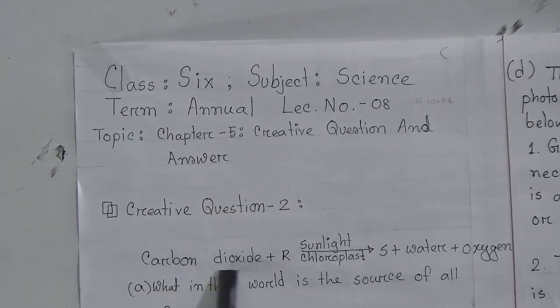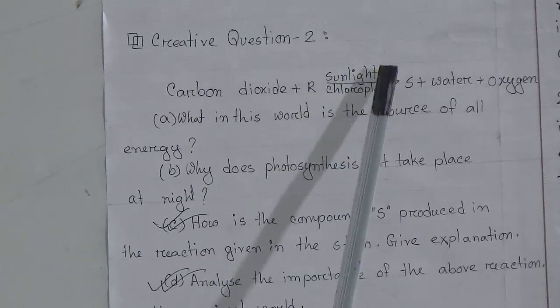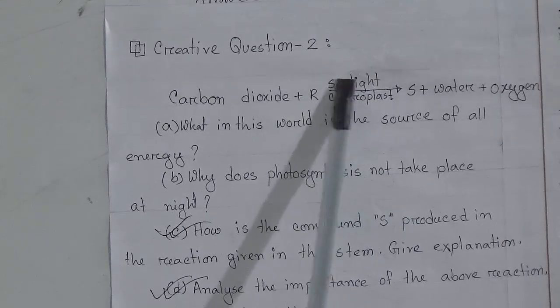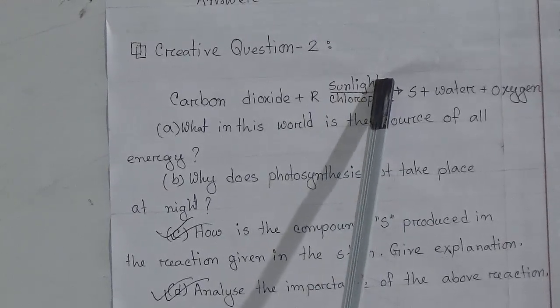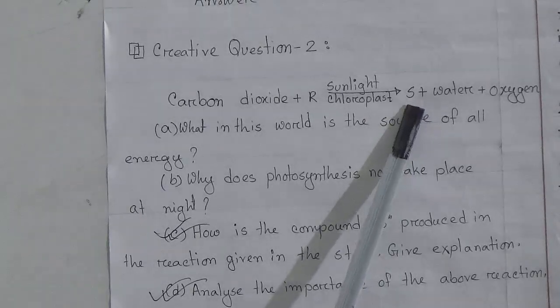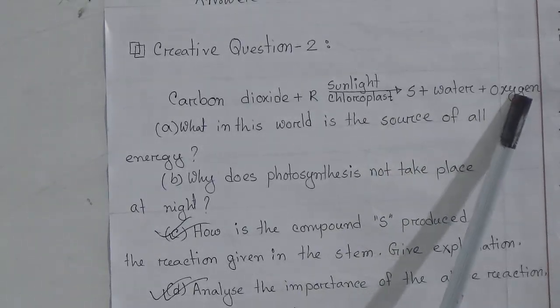Here is the stem: carbon dioxide plus R. There is an arrow, and on the arrow there is sunlight and chloroplast, and then the product is S plus water plus oxygen.